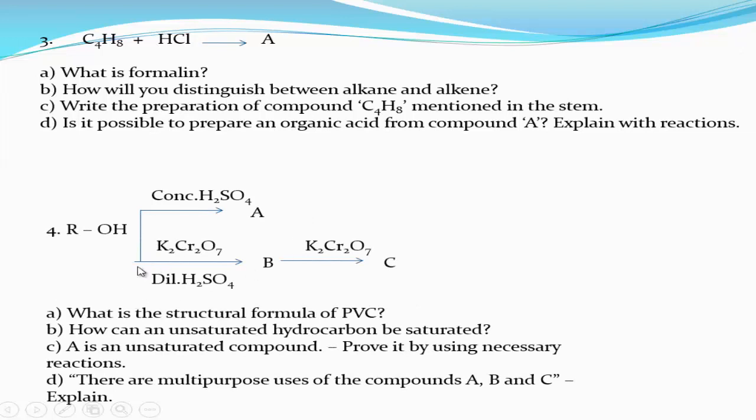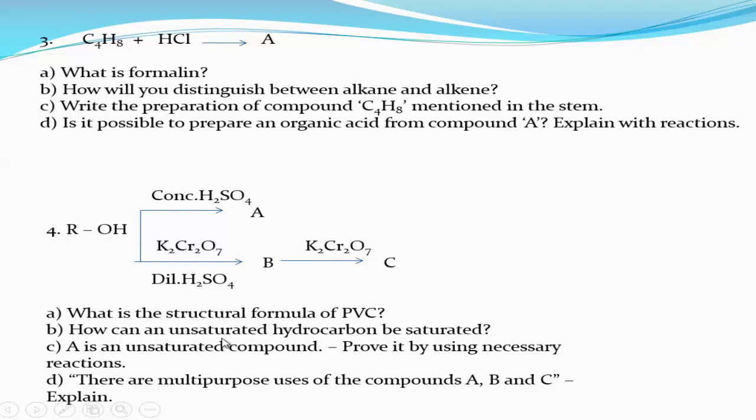Now number 4, follow here. This is the OH functional group, that means this is an alcohol compound, and this R is actually an alkyl radical. If you consider this R as a methyl radical, then it will be methanol. If you consider this an ethyl radical, then it will be ethanol, like this way. When alcohol reacts with concentrated sulfuric acid, an alkene compound is produced, and when this alcohol is oxidized by potassium dichromate in the presence of dilute sulfuric acid, at first an aldehyde or ketone is produced, and finally an organic acid.